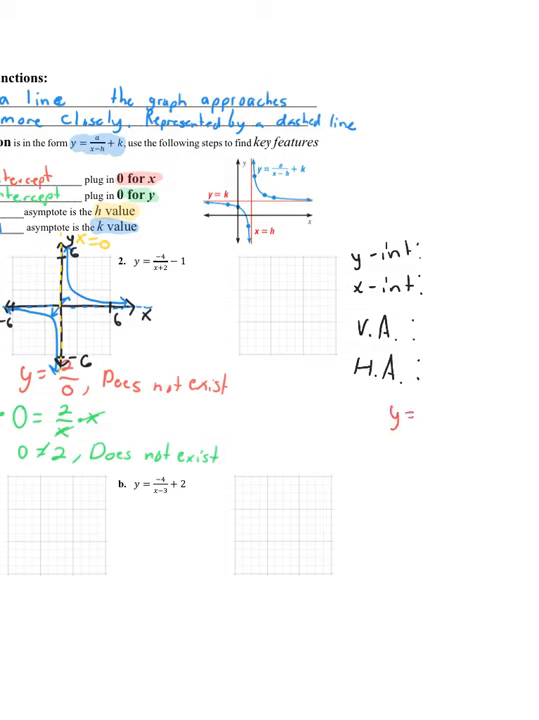Y equals -4 over 0 plus 2, minus 1. Plugging 0 for x and solving for y. So I end up getting -4 over 2 minus 1. -4 over 2 is -2. So I end up getting -3 here. So 0, -3. That's my y-intercept.